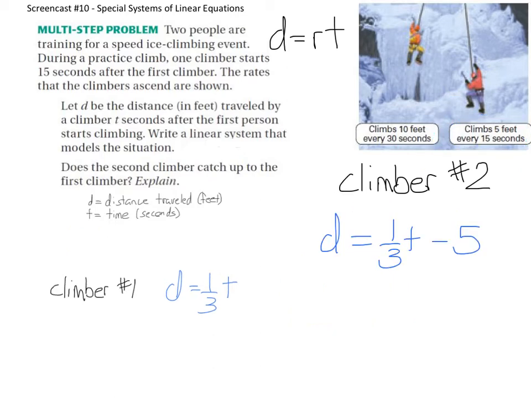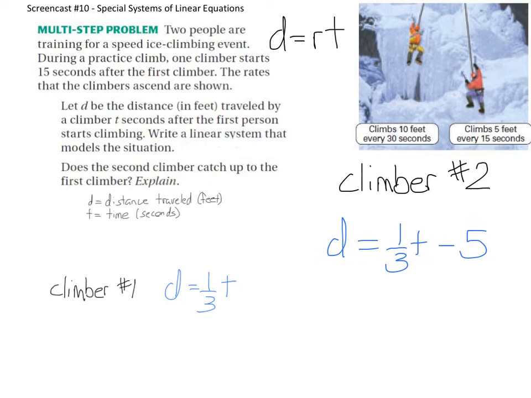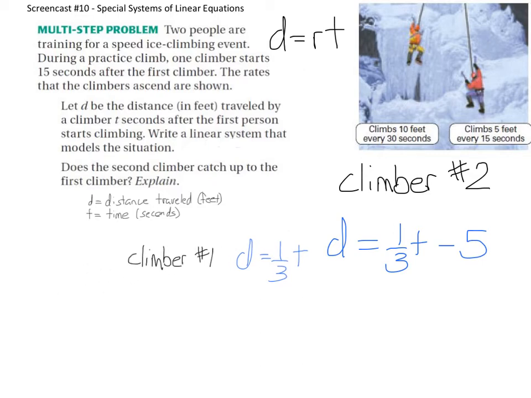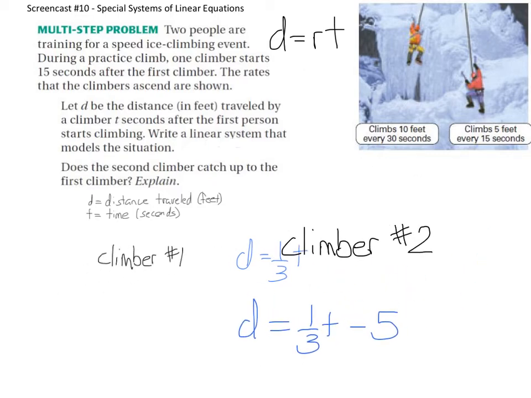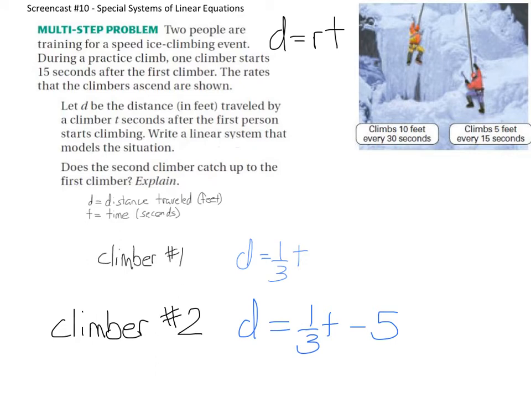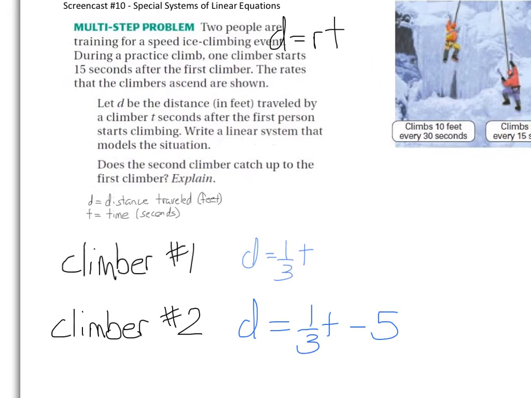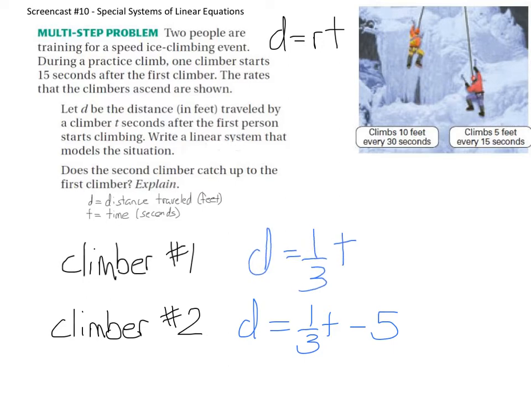Okay, so now what we see here is we have both climbers' equations. We have climber 1's equation, d is equal to 1/3 t, and climber 2's equation, d equals 1/3 t minus 5, based on all the information that we just spoke about. Let's put this into a true-looking system of linear equations. Let's stack these on top of each other. So this is climber 1, and this is climber 2. So we'll put his over there, and let's make these equal sizes, if we may. Alright, beautiful. Now we're able to put this all together. There, that's much more organized.